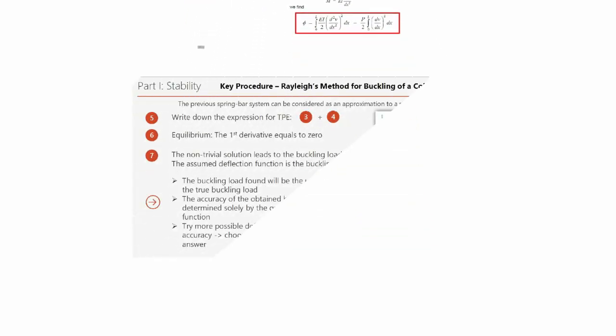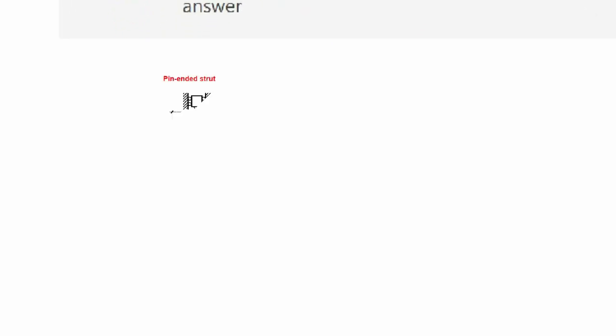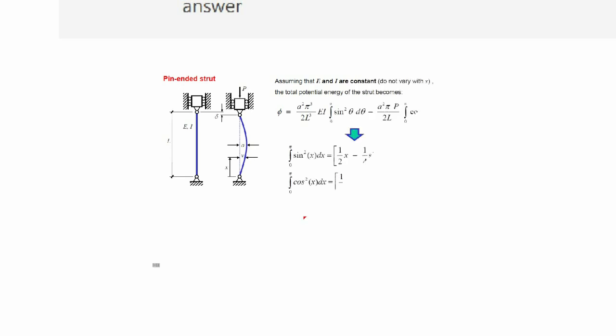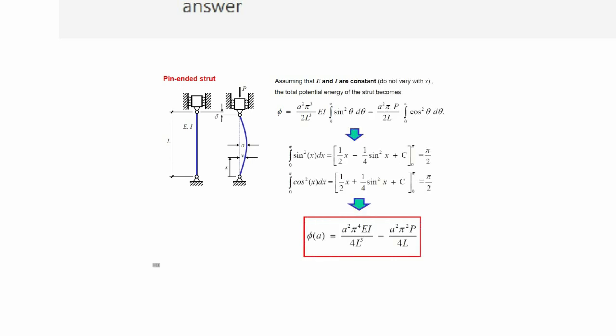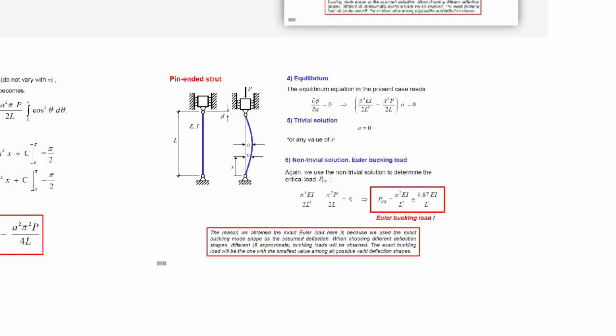Part I, Stability. Key procedure, Rayleigh's method for buckling of a column. Write down the expression for TPE, plus equilibrium, the first derivative equals 0. The non-trivial solution leads to the buckling load. The assumed deflection function is the buckling mode. The buckling load found will be the upper bound of the true buckling load. The accuracy of the obtained buckling load will be determined solely by the quality of the assumed function. Trying more possible deflection shapes can improve the accuracy. Choose the smallest value as the final answer.